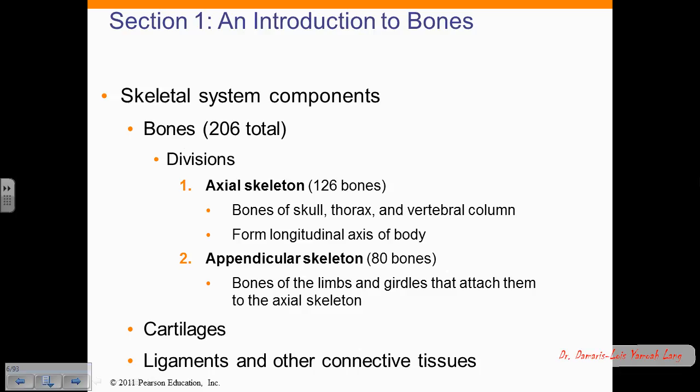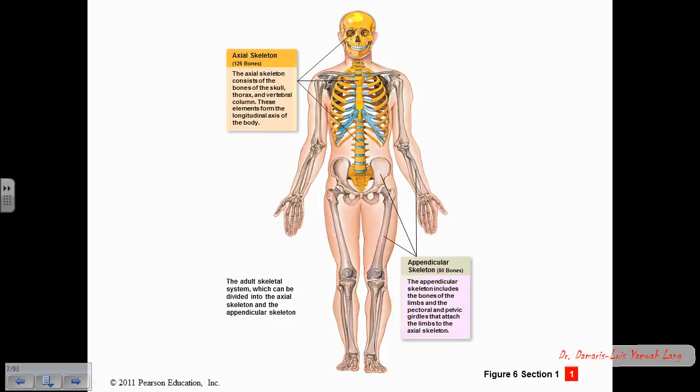We have what? 206 bones. We have axial and what? Appendicular skeleton. The axial skeleton has roughly 126 bones. Appendicular has 80 bones. When you look at the bones, especially the areas that articulate with others, their surfaces have cartilage on them, which we call articular cartilage. I'll mention that to you later on. They have connective tissue. An example of the connective tissue they have is ligament, which connects bones to bones.